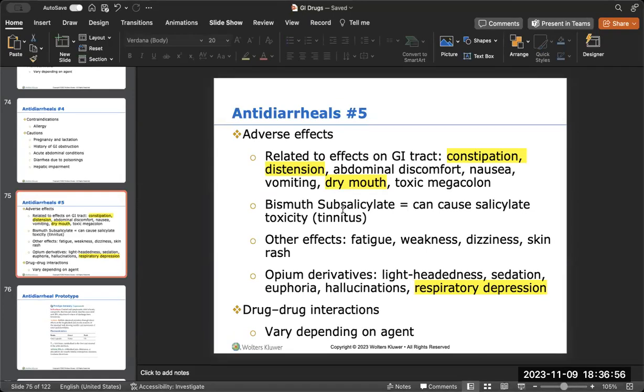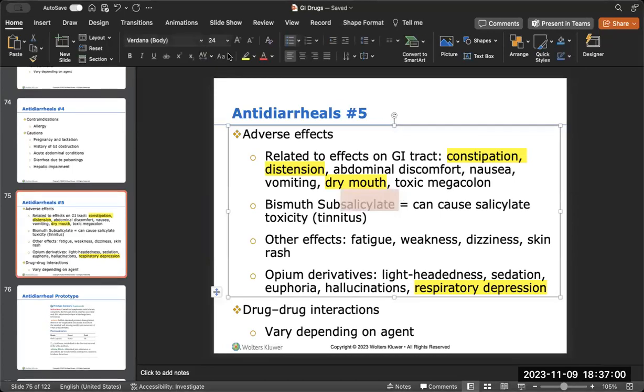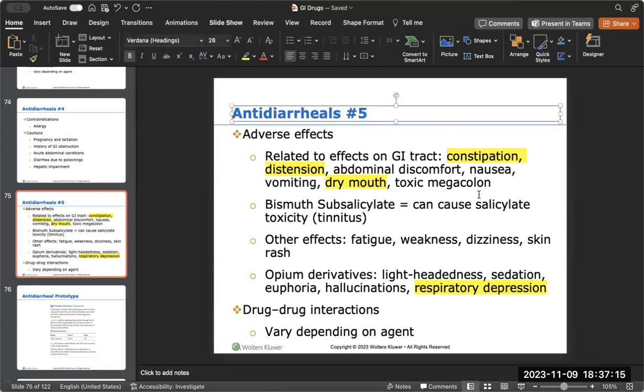Now, with Pepto-Bismol, you see how it says bismuth salicylate. Now, salicylate, right, is aspirin, and they're a part of those drugs that can also cause GI ulceration, but it can cause salicylate toxicity because it's a part of that family. And one of the common signs that they have salicylate toxicity is tinnitus.